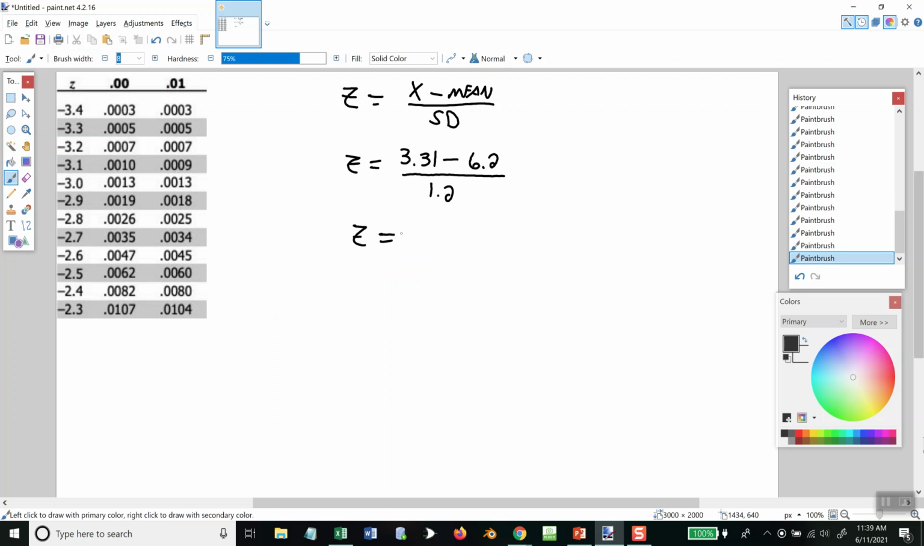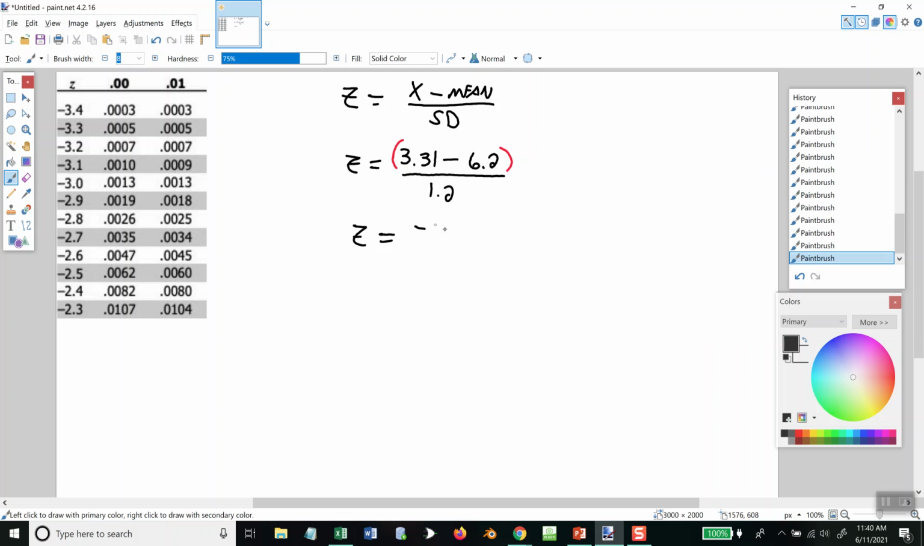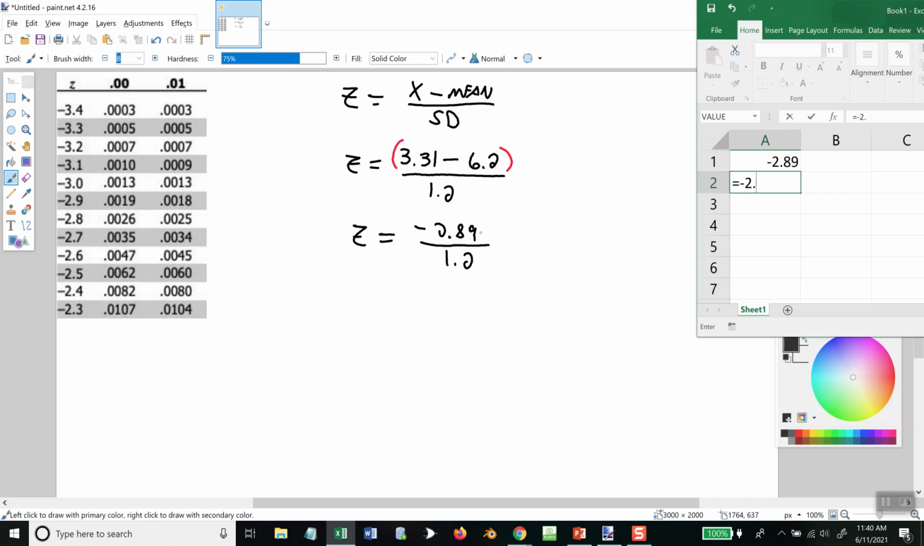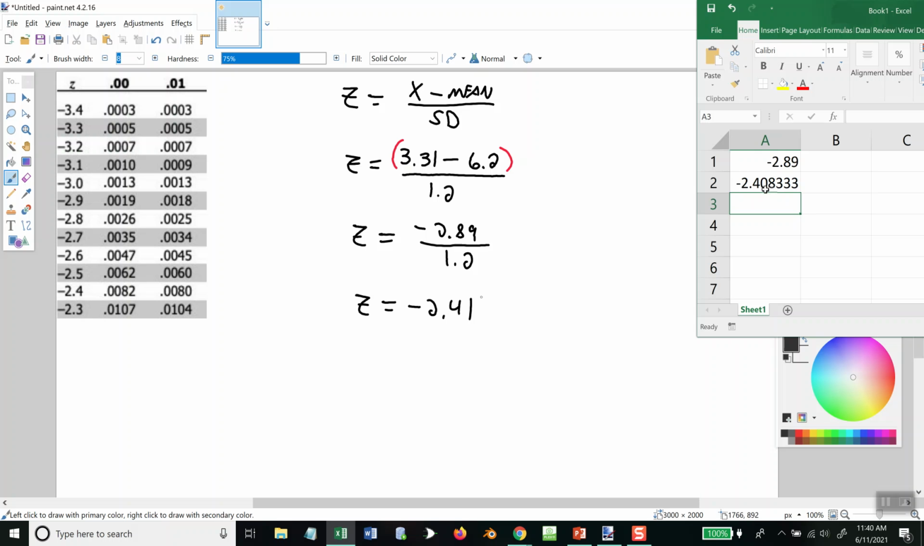Okay, now when you plug this in your calculator, you want to make sure you put parentheses on top or do it separate. I'm going to do it separate. So we got 3.31 minus 6.2 gives us negative 2.89. And then I'll divide negative 2.89 divided by 1.2. And you want to round to 2 decimal places. Negative 2.41. Since that's an 8, I round up and that becomes a 1.